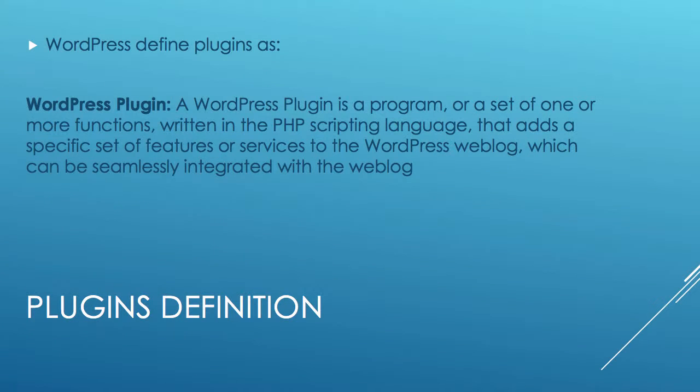You might ask what a plugin is. So let's go and have a look at the definition for a plugin. WordPress defines a plugin as a program or a set of one or more functions written in PHP code that adds a specific set of features or services to your WordPress site, and these can seamlessly integrate with your WordPress. So in simple terms, it is add-ons for your website depending on what you require.